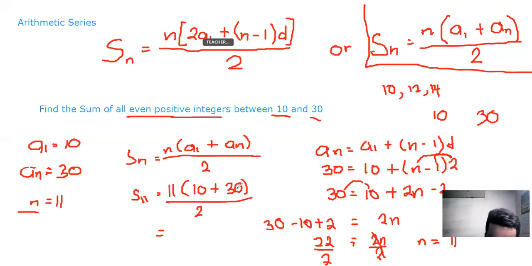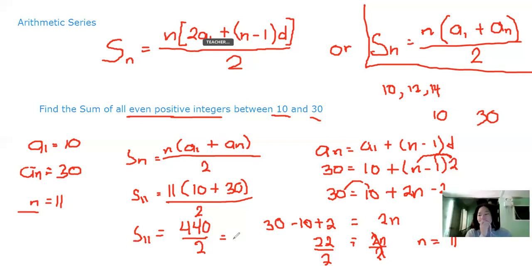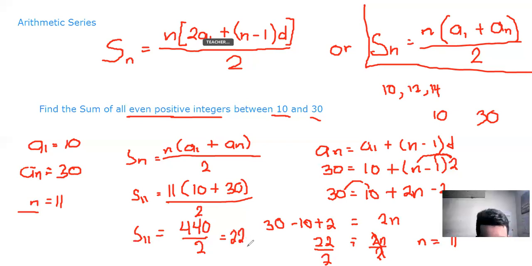So, 10 plus 30, that is 40, diba? Then times natin yung 40 sa 11. 40 times 11, 440. So, we have 440 here over 2. What is 440 over 2? 220. Bakit ganun? Bakit ang laki?